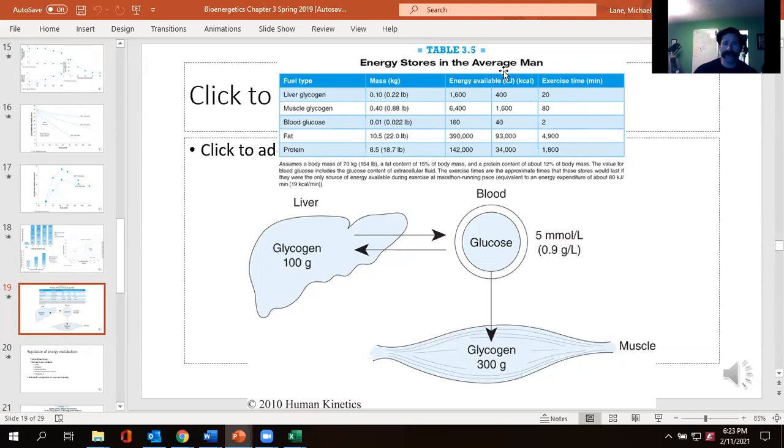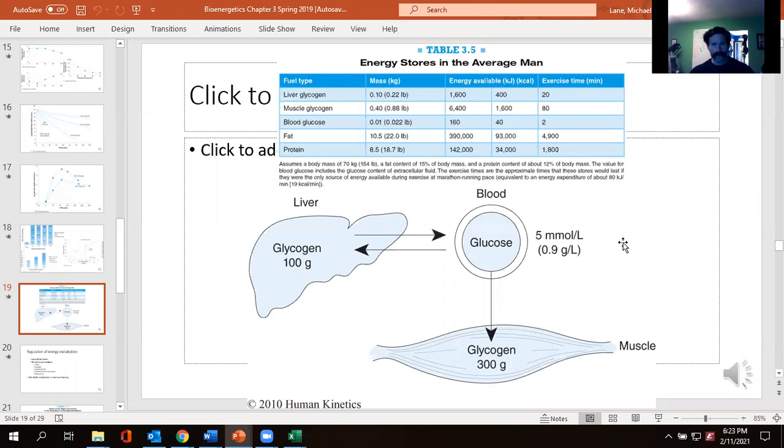Now, notice for the average man, what's the point of being average? Because there really is no such thing. But this is for a guy that would weigh about 154 pounds, and that's about 15% body fat. I don't know of anybody in here that would be your typical. And of course, it's a European male, because most of the research they initially did on this stuff was in white guys. So yay, kind of.